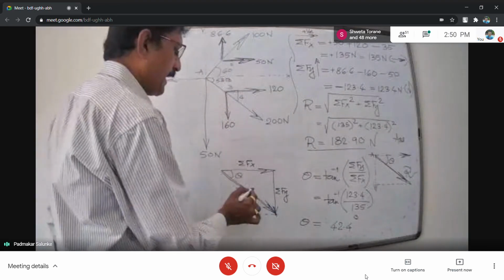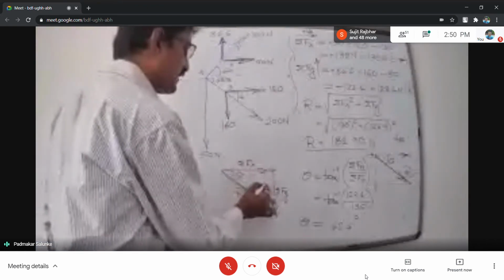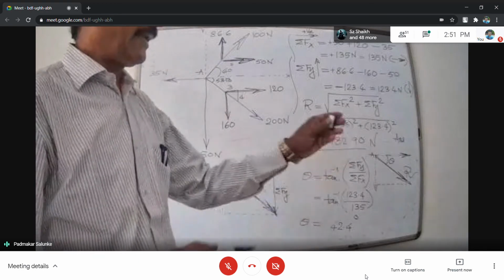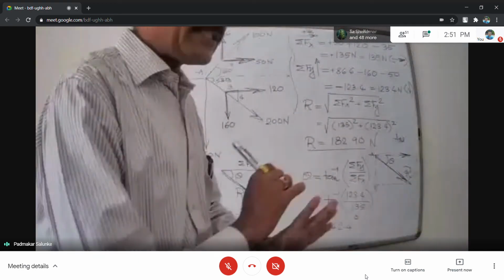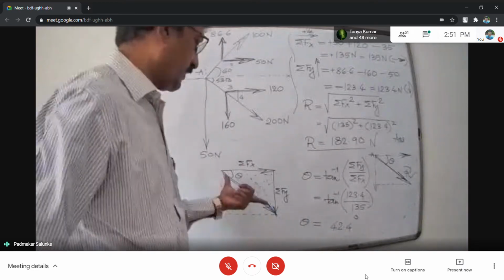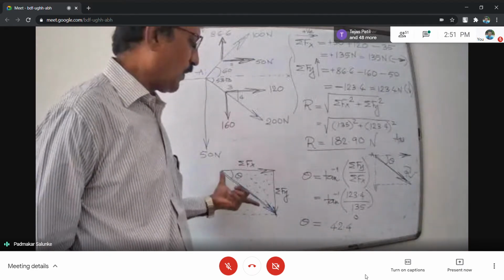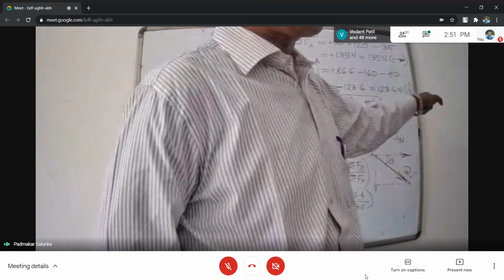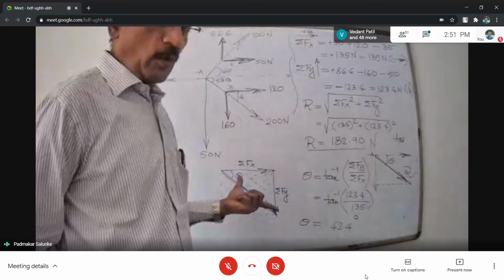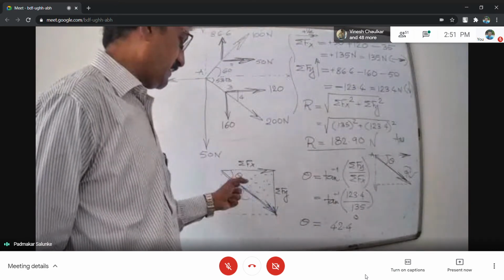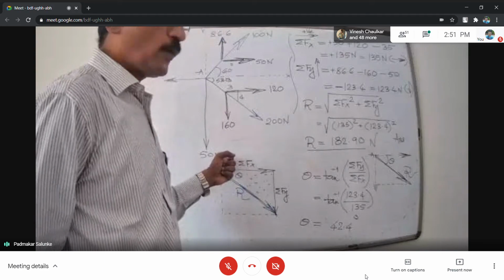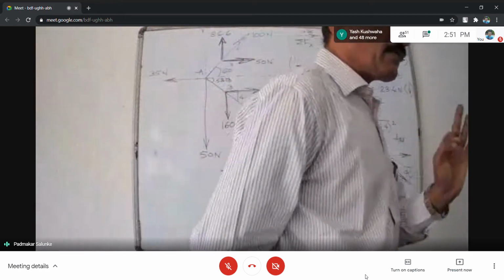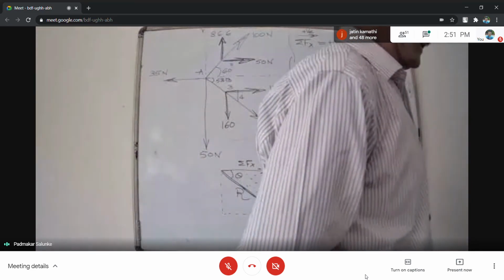So very carefully, consider this as the right angle triangle. Using right angle triangle geometry, the question of plus and minus sign doesn't arise here. Magnitude of this hypotenuse is what? Resultant equals square root of summation of Fx square plus summation of Fy square. According to the Pythagoras theorem, this hypotenuse R equals square root of this side square plus this side square, simply the magnitude you are finding. So no question of minus sign arises here.